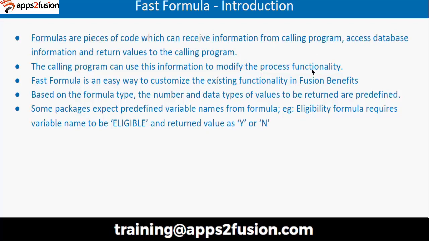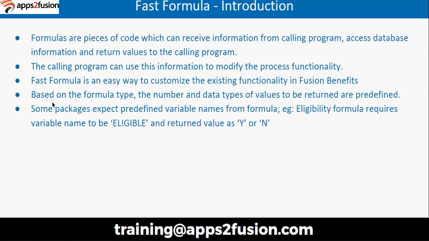So what is database information? You have something called DBI, database information items. So we'll see that. And then it returns the value to the calling program, right? And the calling program can then use this information to modify the process functionality. If it's an eligibility formula, it can use it to modify the eligibility of an employee. If it is an age formula, it can use that information to modify how the age is calculated for that person, like that, right?